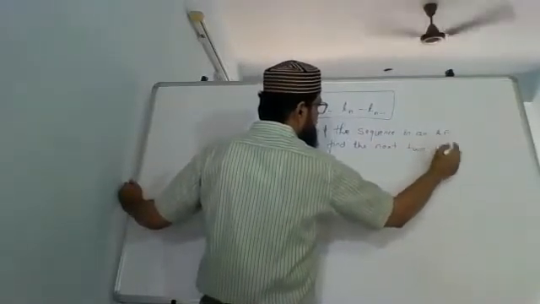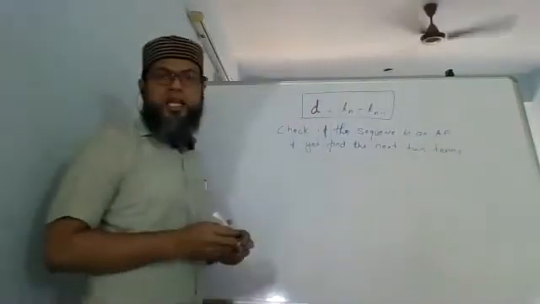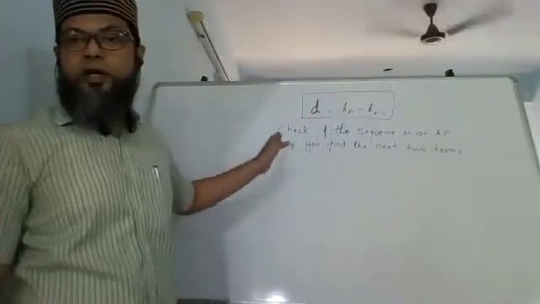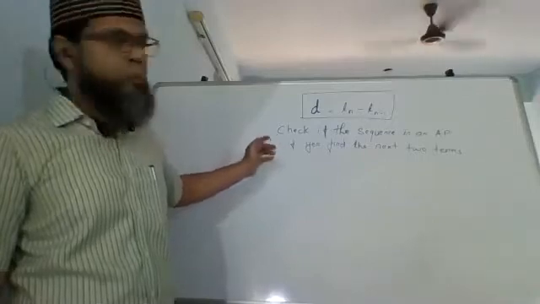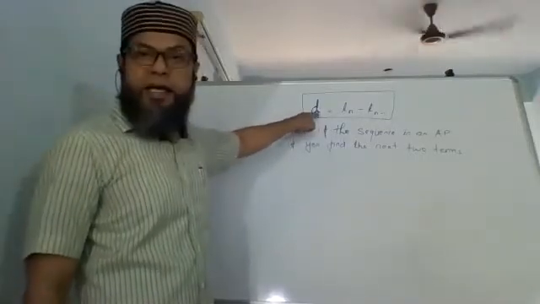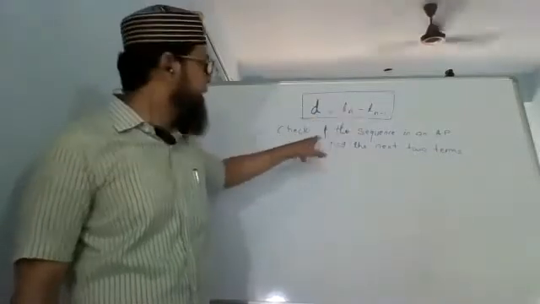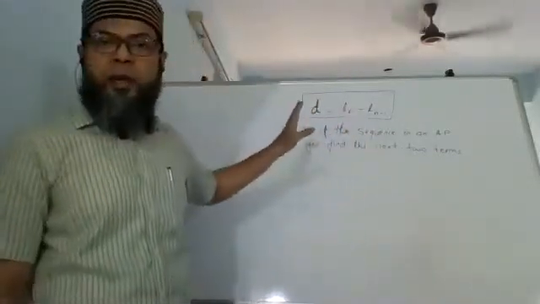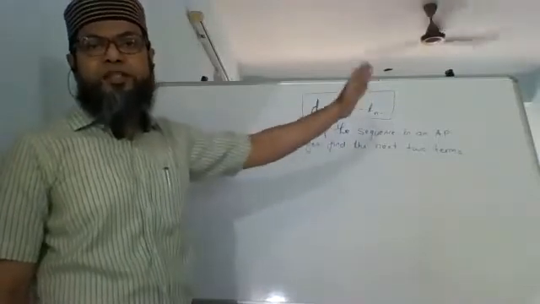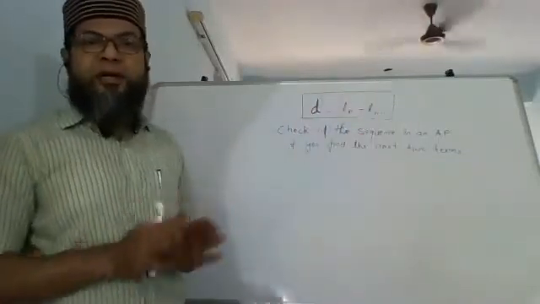Now, how do you check whether the given sequence is an AP or not? I have already explained. You check that it is an AP by checking whether D is constant or not. If the difference is constant, then the sequence is going to be an AP. And then if you add that difference, you're going to get the next term. So it is that very simple.